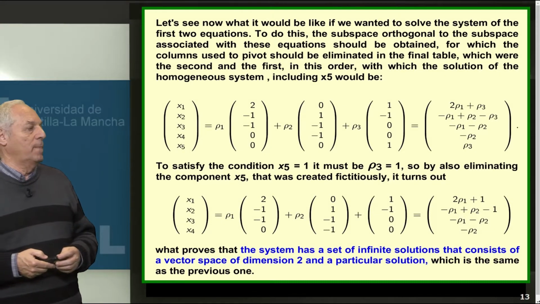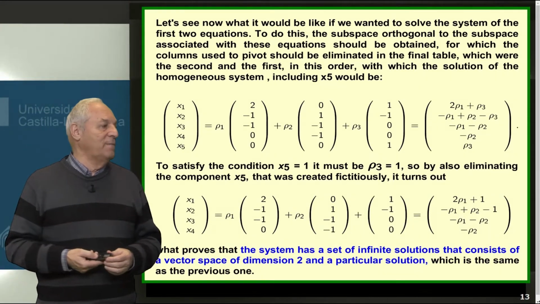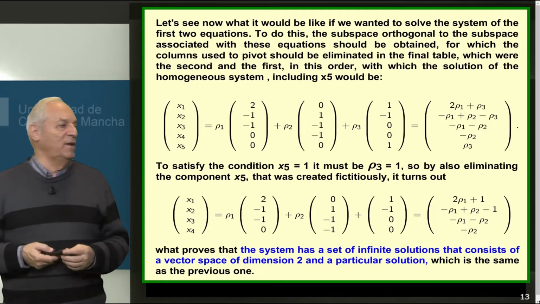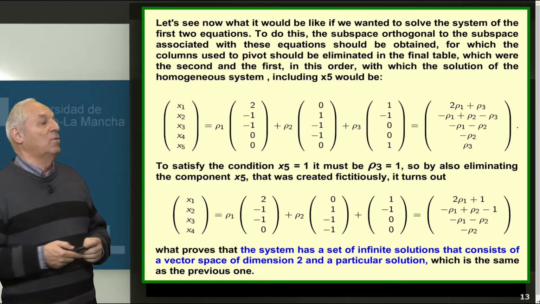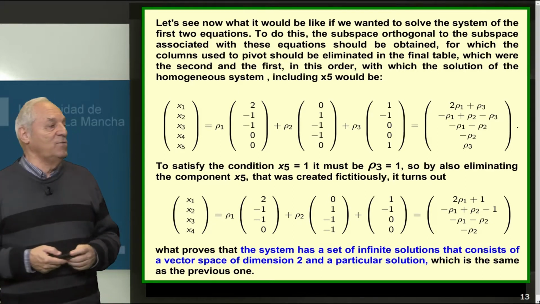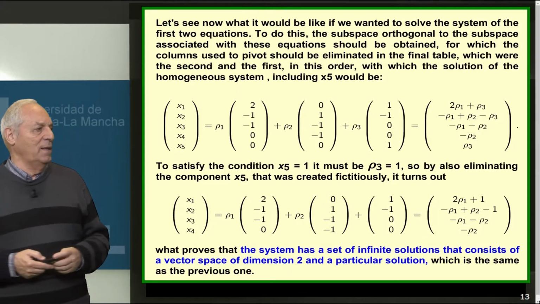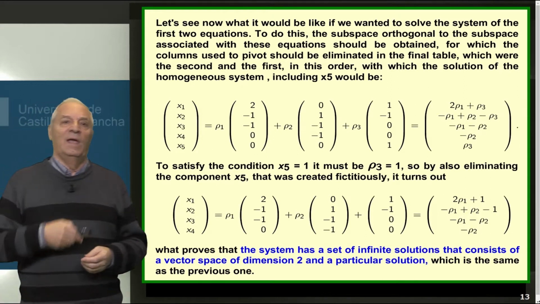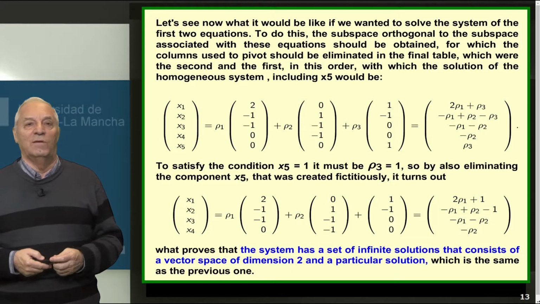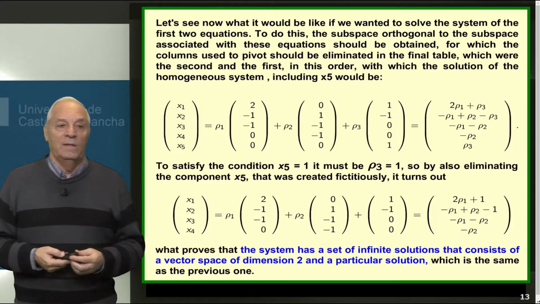This proves that the system has a set of infinite solutions, consisting of a linear space of dimension 2, generated by those first two vectors, and one particular solution, which is the last vector, the same solution that we have used in the case of solving all the equations, since any particular solution of the complete system satisfies any of the other subsystems.